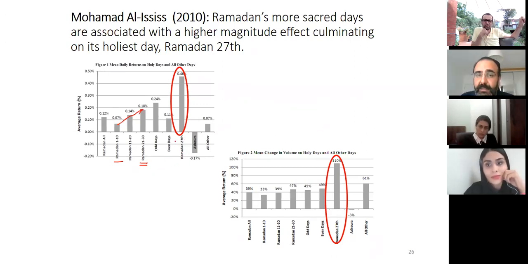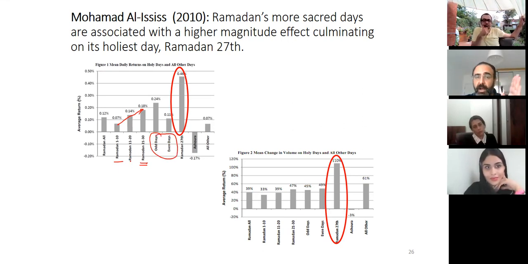Also, towards the end of Ramadan, on the 27th, when most Islamic countries are preparing for Eid, the return goes significantly higher. They didn't stop there. If you look at odd days and even days, the return of odd days is higher than the return of even days. And also, interestingly, Ashura in Muslim countries, regardless of the subdivision of the religion, has a significant impact.